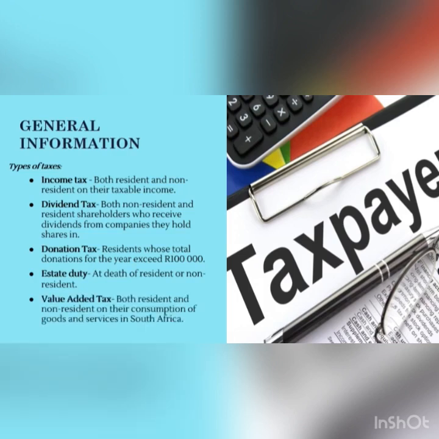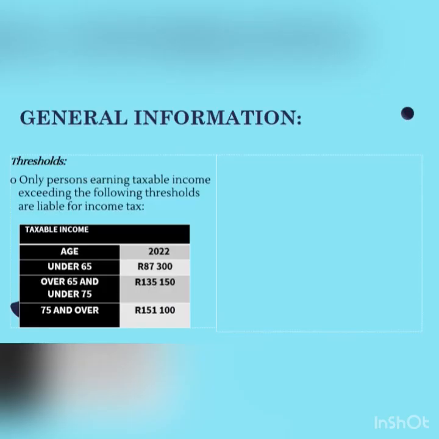Then we have value-added tax, or VAT, which is a tax charged on the consumption of goods or services within South Africa. A tax threshold is the amount that a person's taxable income must exceed before they are liable for income tax. If you are under 65 years old, you'll only be liable for income tax if you are earning more than 87,300 Rand per year, if you are between 65 and 75, if you earn more than 135,150 Rand per year, and if you are older than 75 years, if you're earning more than 151,100 Rand per year.